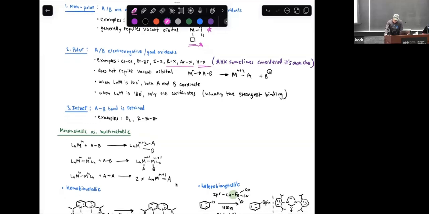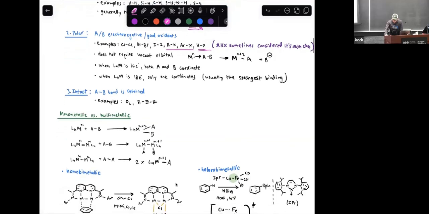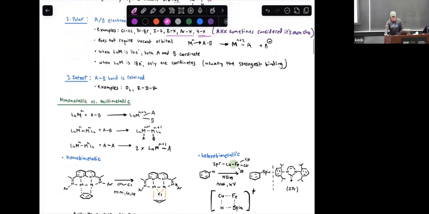For 16 electron complexes, both A and B coordinate. They will often coordinate trans. We'll see that. And then when it's an 18 electron metal starting material, typically only one will coordinate, and it's the ligand that is strongest binding.